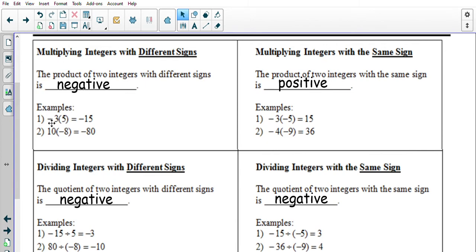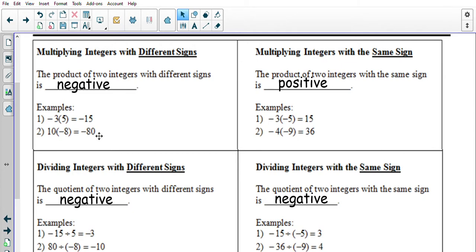So if you have negative 3 times 5, and I'm representing multiplication using parentheses here, your solution will be negative 15. All you have to do is multiply 3 by 5, and since you know that the signs are different and your answer will be negative, you put a negative sign on your answer. Same with the second example. This is 10 times negative 8. I do 10 times 8, which is 80. Since the signs are different, I know that my solution is going to be negative.